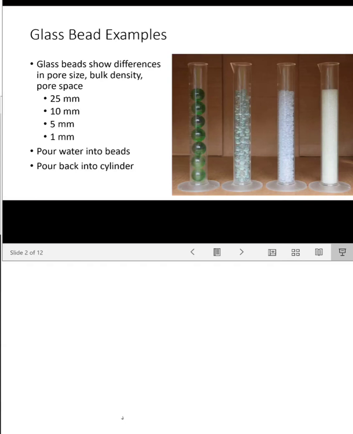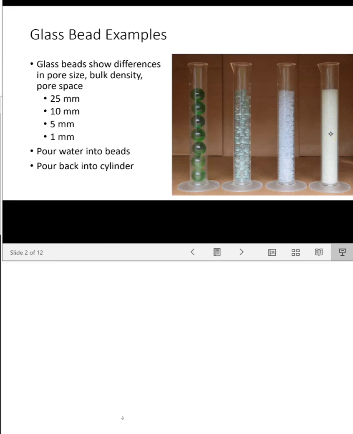in an aggregate or a sample, we often use models such as these glass beads. These glass beads are different sizes, from 25 millimeters down to 1 millimeter. We can observe these and note that the spaces between the largest beads, the 25 millimeter beads, are very large, so it has large pores. The spaces between the 10 millimeter beads are smaller. The spaces between the 5 millimeter beads are smaller yet, and the 1 millimeter beads are very small.